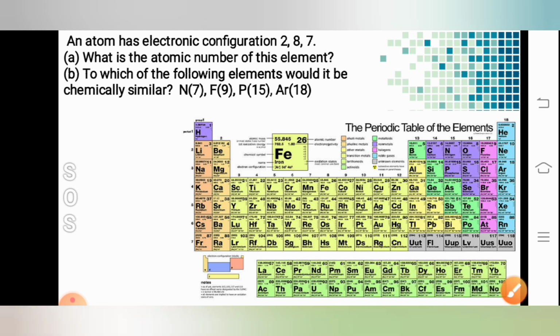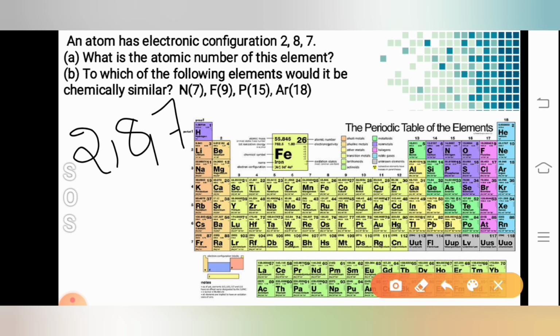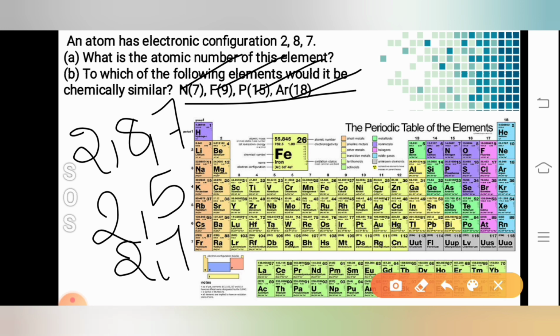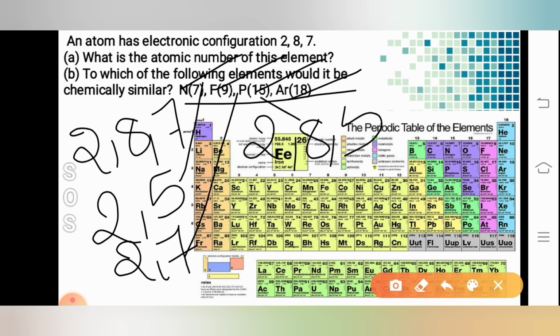To which of the following elements would it be chemically similar? That means if you look at the electronic configuration 2, 8, 7, among nitrogen, fluorine, phosphorus and argon, which elements have a similar number of valence electrons on their outermost shell? Look at nitrogen. What is the electronic configuration of nitrogen? It is 2, 5. Fluorine 2, 7. Why? Because nitrogen has atomic number 7, fluorine has 9. What about phosphorus? It is 2, 8, 5. Correct? Argon 2, 8, 8.